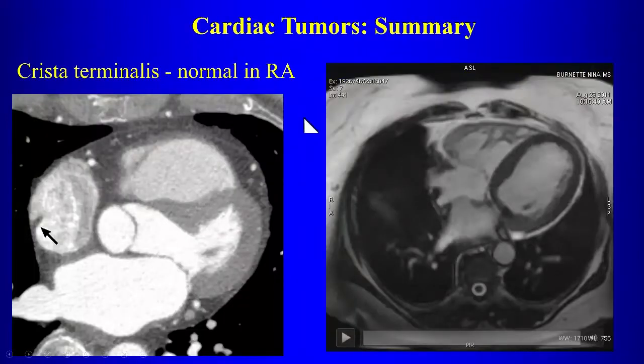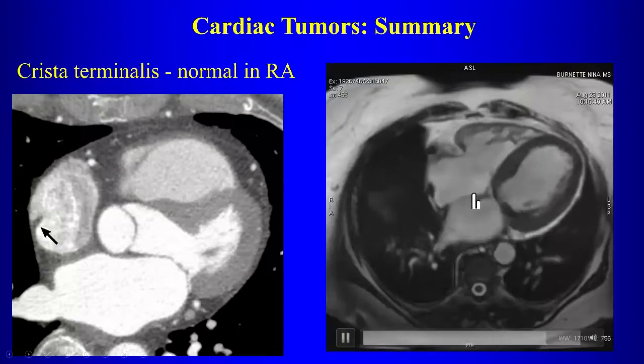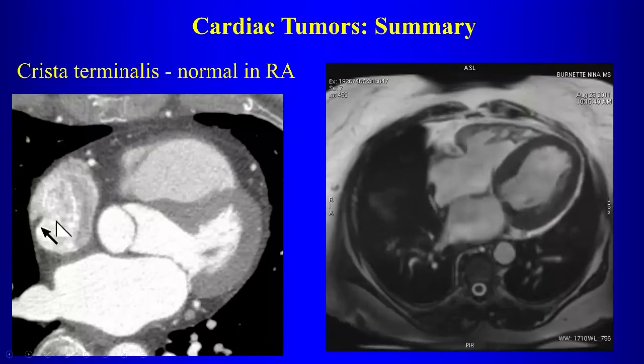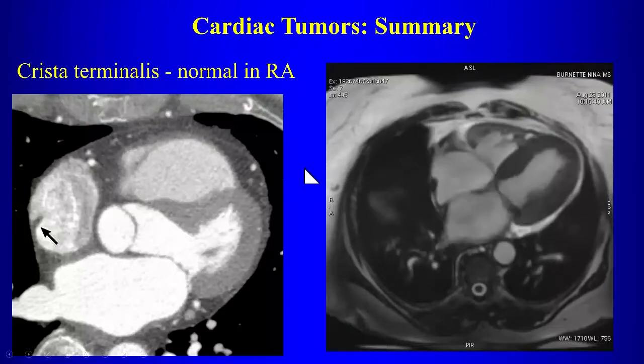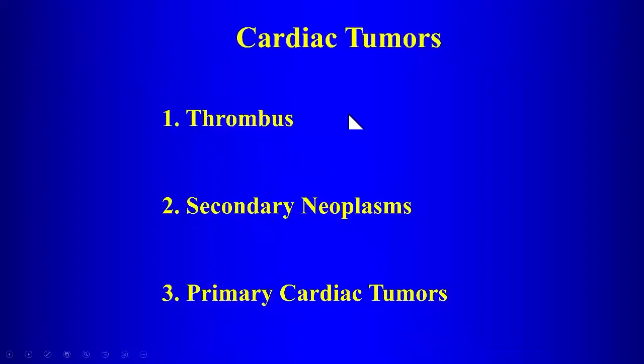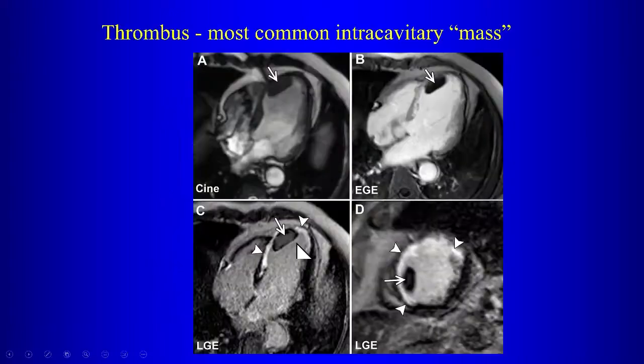So what are the things that you need to remember? Don't forget about the crista terminalis. That's a normal structure within the right atrium at the border of the smooth-walled portion of the atrium with the trabeculated portion, so you don't want to mistake that for a tumor. In terms of cardiac tumors, the order of your thinking: think thrombus first, secondary neoplasms next, and then primary cardiac tumors last, because these are quite rare when compared to the first two.